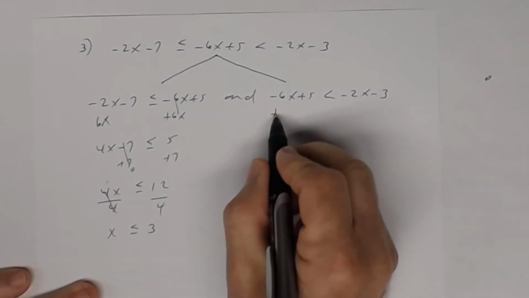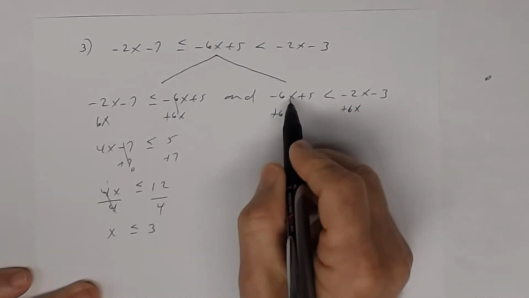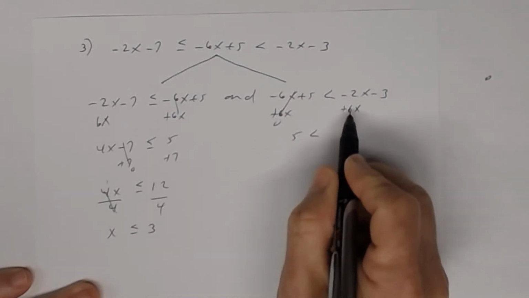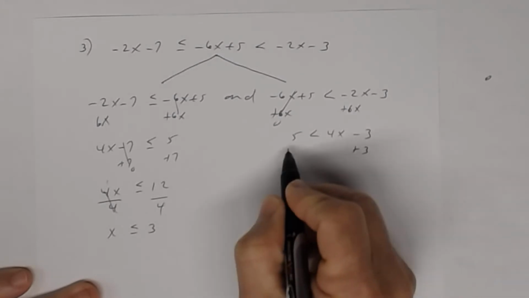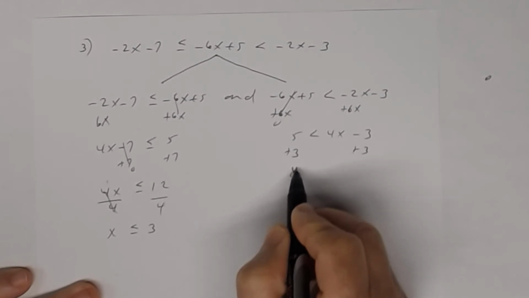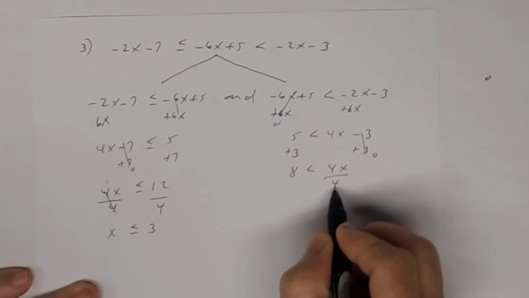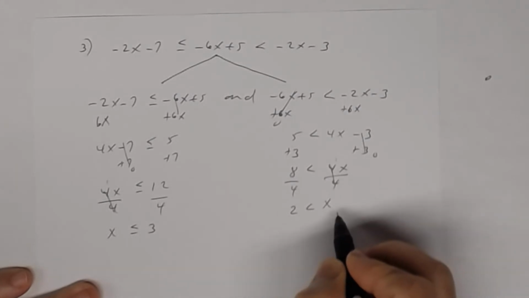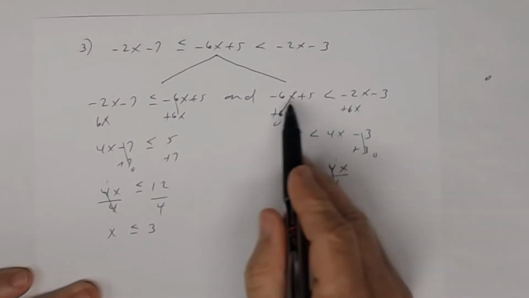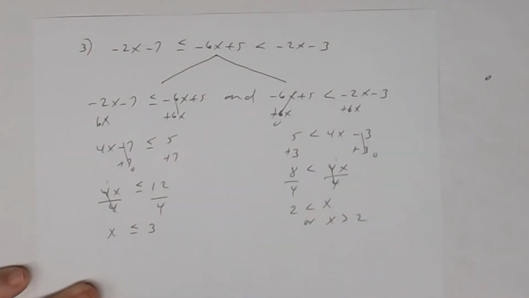Over here, I'm going to add 6x to both sides. Combining like terms, this is 0, so I get 5 is less than negative 2x and 6x is 4x minus 3. Adding 3 to both sides, I get 8 is less than 4x. This is 0. Dividing both sides by 4, 8 divided by 4 is 2, so 2 is less than x. So the solution to this simple inequality is any real number greater than 2.